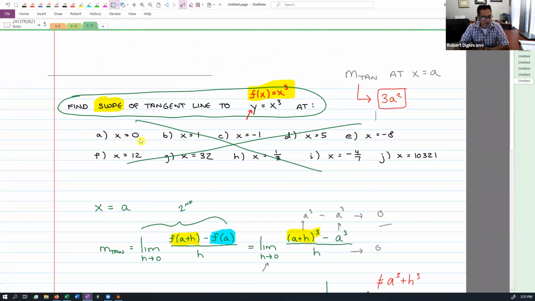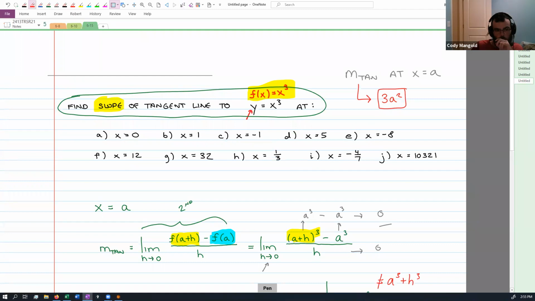So what's the slope of the tangent line here for part A? What would the slope of the tangent line be? 0, because this 0 is the a, so that would be 3 times 0 squared, which is just 0. Okay, what's the slope of the tangent line here for part B? 3 times 1 squared, which would just be 3.